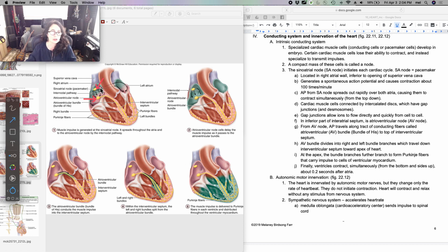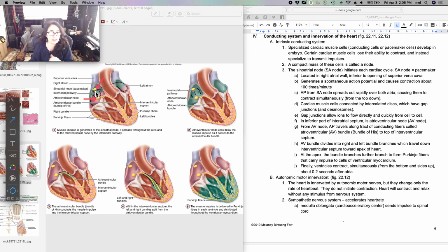So the SA node right here is the real pacemaker of the heart. It's located in the wall of the right atrium. It's just inferior to the opening of the superior vena cava. If you were looking at an actual specimen, which would be fantastic right now, wouldn't it? You wouldn't really be able to see it because it's just cells that are specialized within the wall of the actual myocardium.